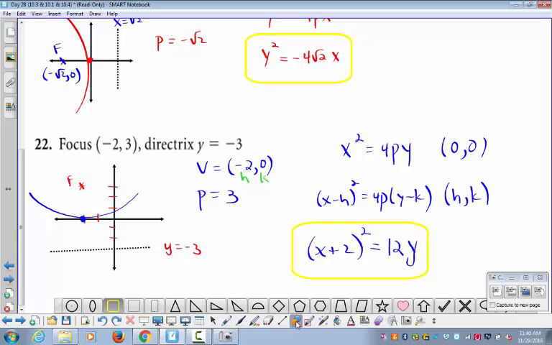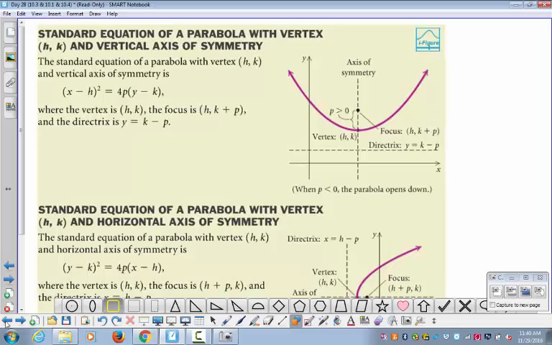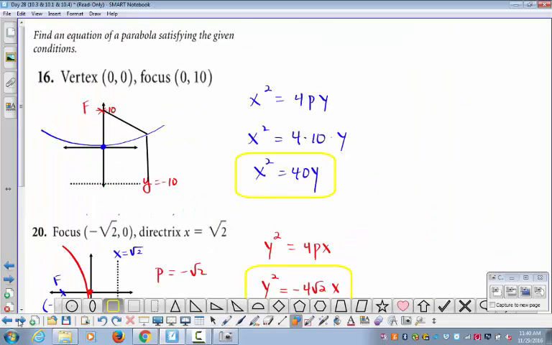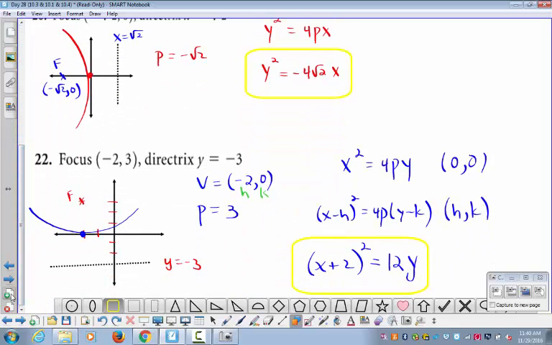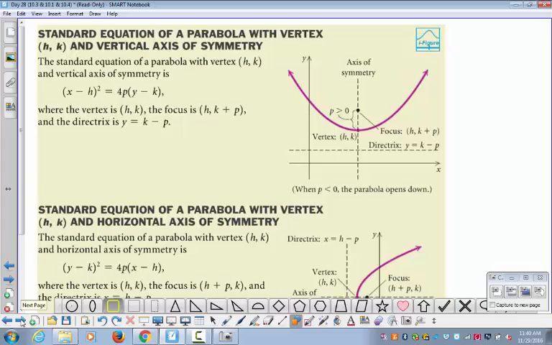Alright, so let's get to some others, unless somebody has a question on it. Anybody have a question on that? Okay. So here's the summary of the shifted ones.